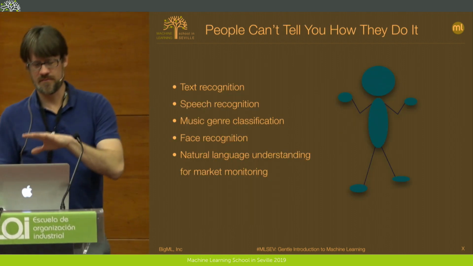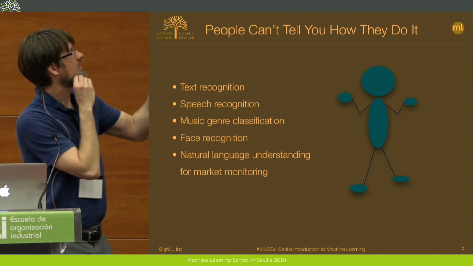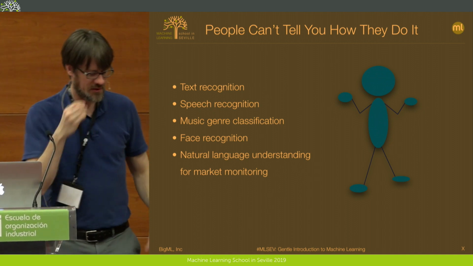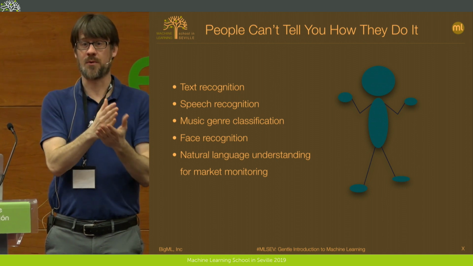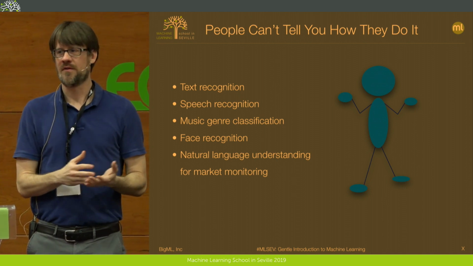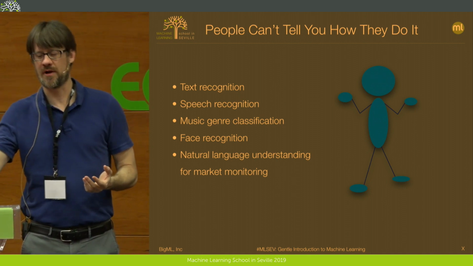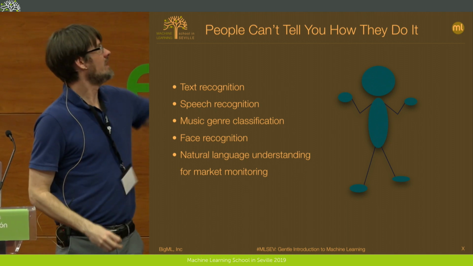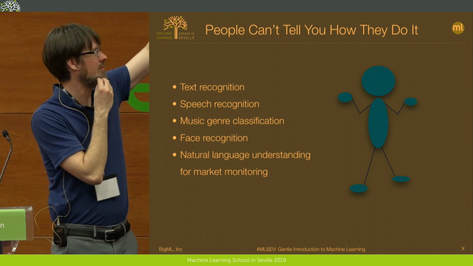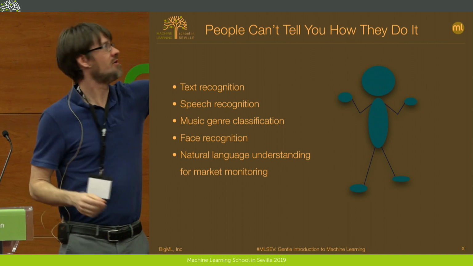Another different sort of case is the case where people can't tell you how they do it. This is the case where the expert is broken. The expert isn't able to tell the programmer exactly how they do this thing. A lot of these signal processing applications of machine learning fall under this heading.